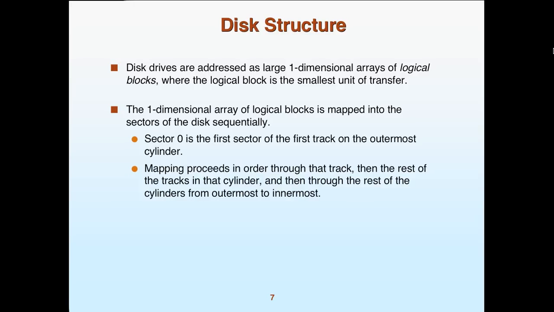So this one-dimensional array of blocks is mapped onto the sectors of the disk, usually sequentially. So sector 0 is the first sector of the first track of the outermost cylinder. The mapping proceeds in order through that track, and then the rest of the tracks on that cylinder, and then through the rest of the cylinders from the outermost to the innermost on the disk.